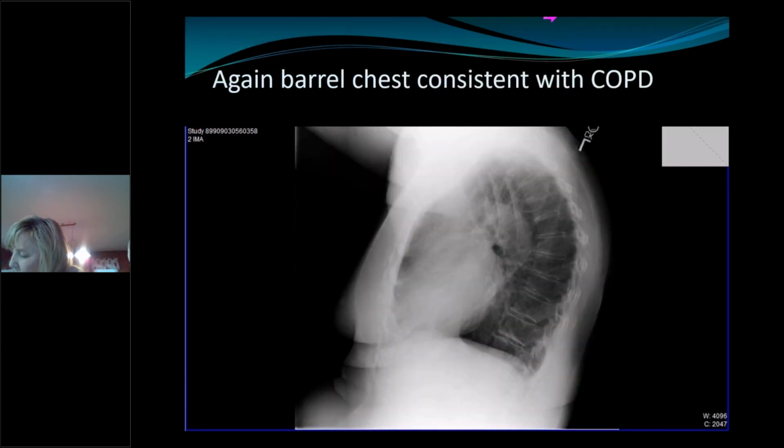Another barrel chest. I must have had lots of these on sale, I guess, because this is a really good picture of a barrel chest and a really flat diaphragm. So that kind of gives you some ideas there.